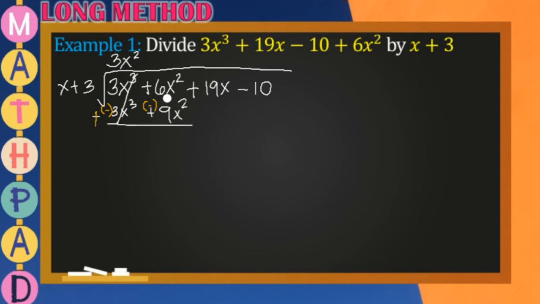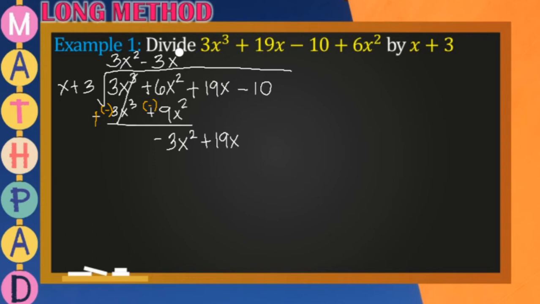Okay? Then again, divide this by the first term of our divisor. Now, negative 3x squared divided by x, that is negative 3x. And then x, 2 minus 1 is 1, so no need to write 1 here. Then, again, multiply negative 3x times x, that's negative 3x squared. Then, negative 3x times 3, that's negative 9x. Okay? Then, subtract, right?